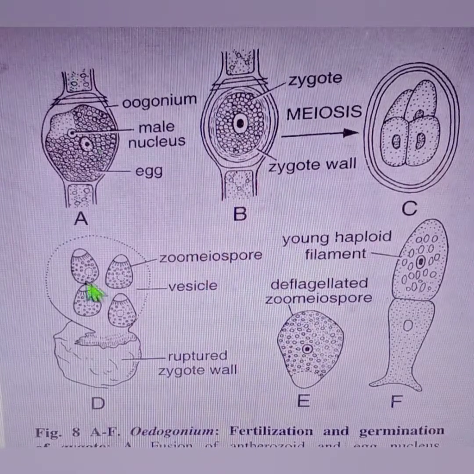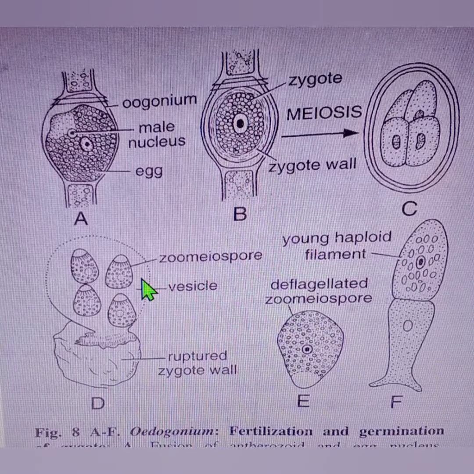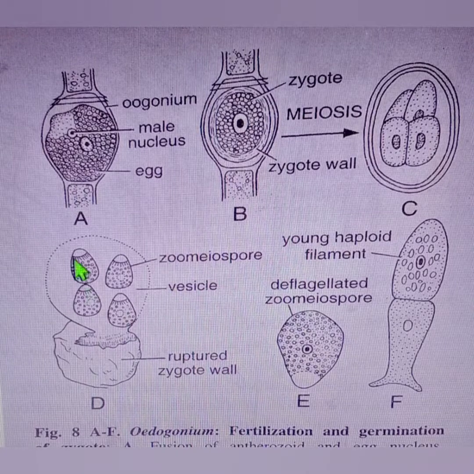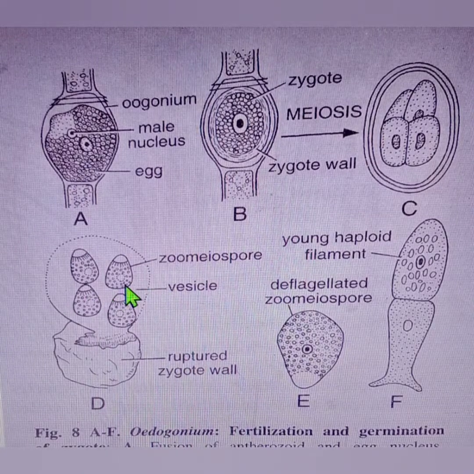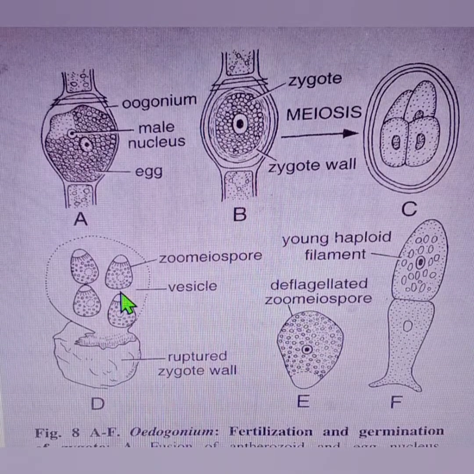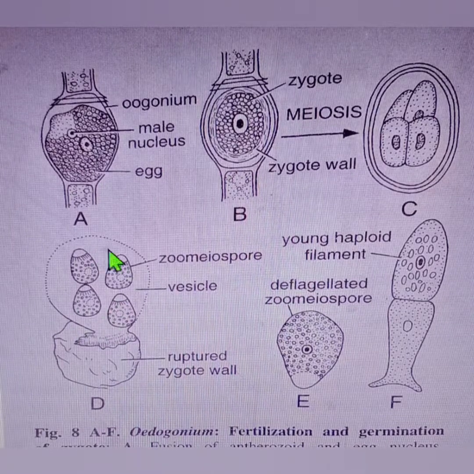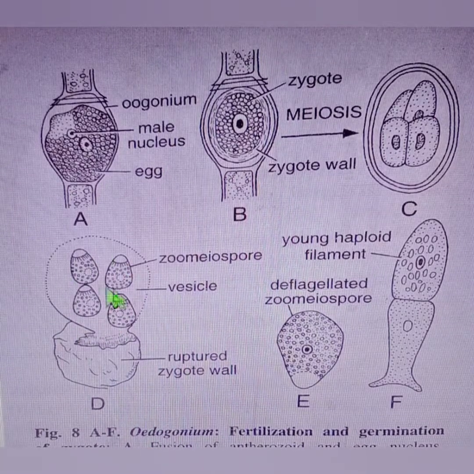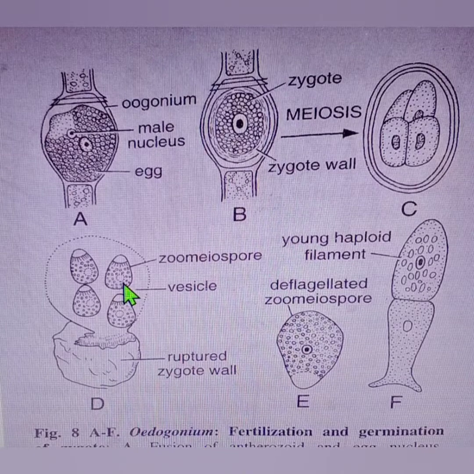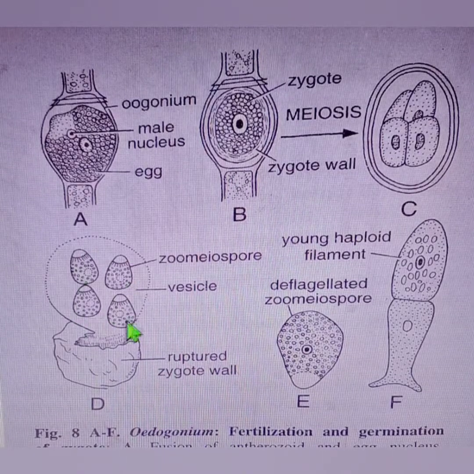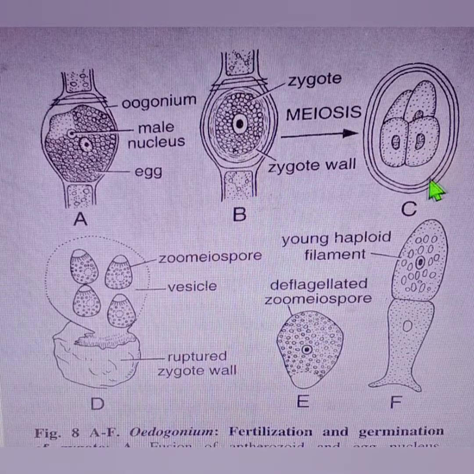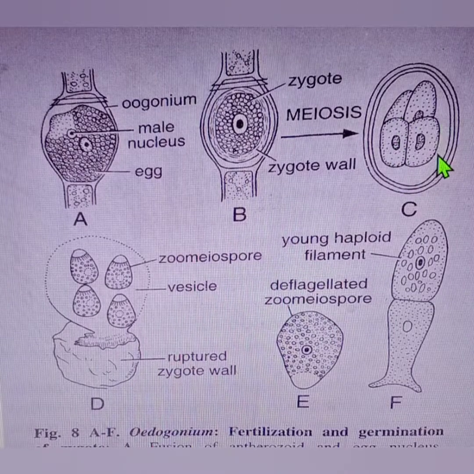Now this dormant state will help the zygote in tiding over the unfavorable conditions. If the conditions are not favorable for the germination of the zygote, then it will undergo a period of rest, the dormant period. Now suppose the favorable conditions come, then the zygote will start to germinate. The diploid nucleus of the zygote divides by meiosis to form 4 haploid nuclei.